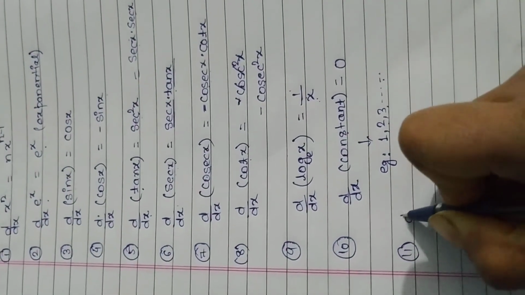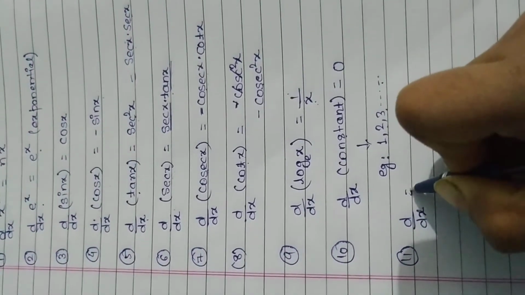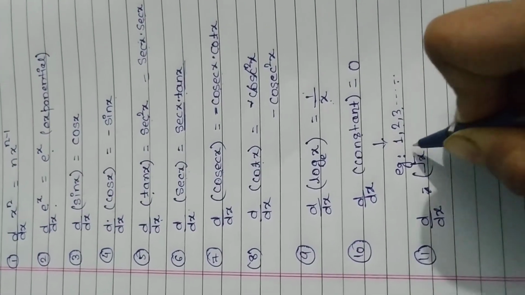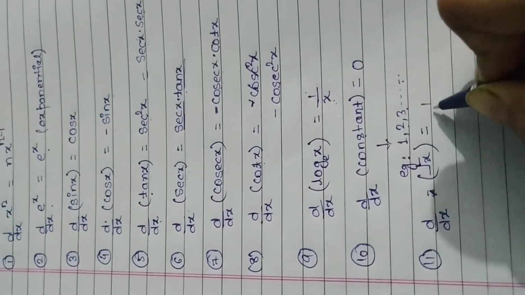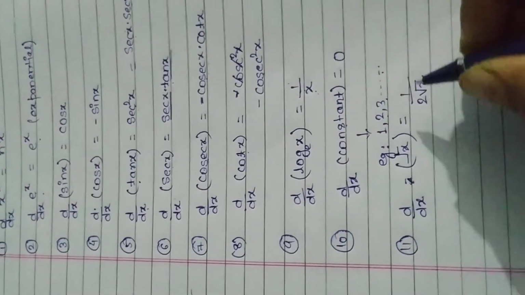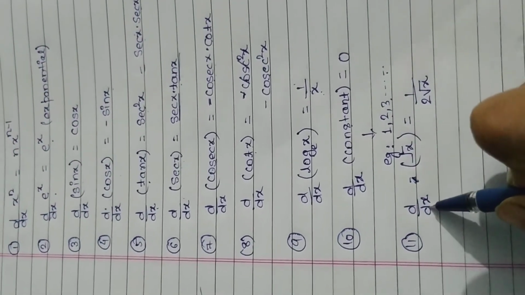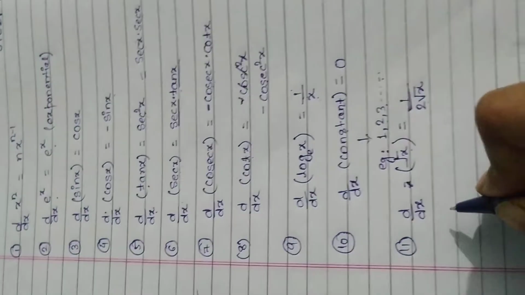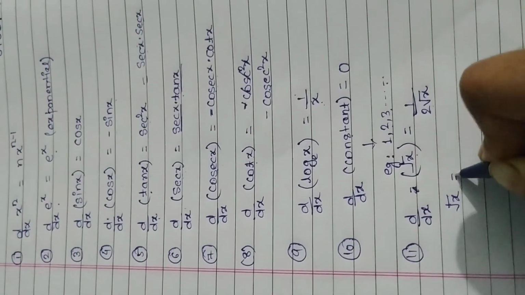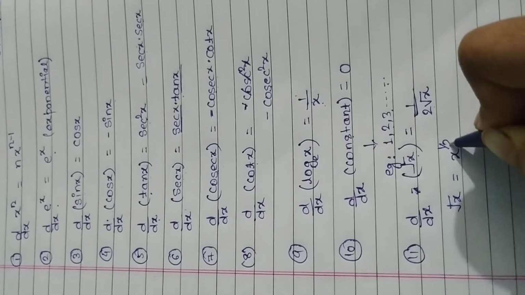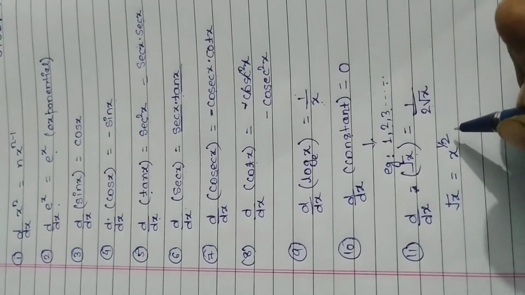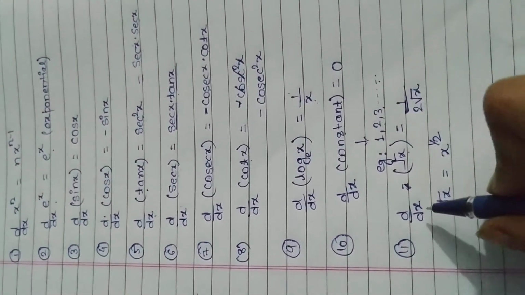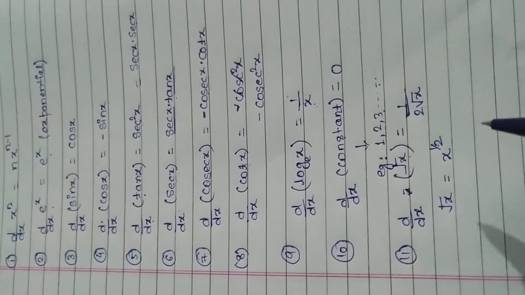Another one is d by dx under root x. It is 1 by 2 root x. You will have to remember that d by dx root x is equal to 1 by 2 root x. Root x we can also write like that, x to the power 1 by 2. So the differentiation of d by dx root x is 1 by 2 root x.